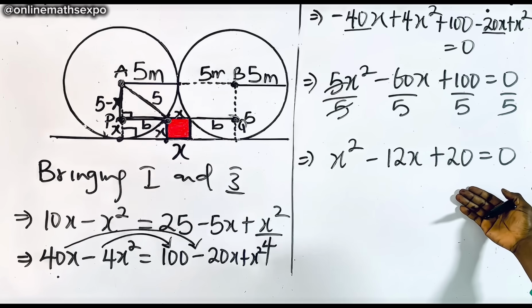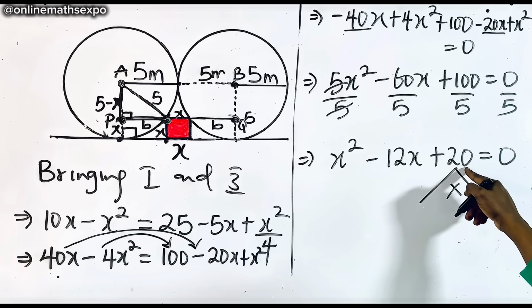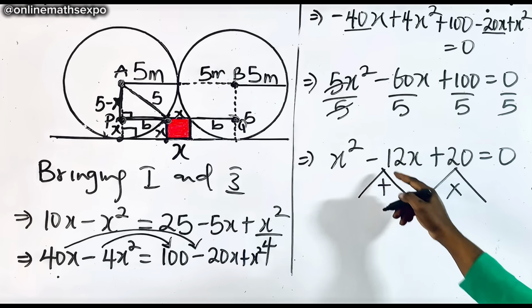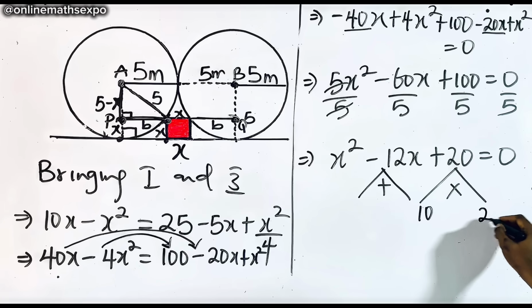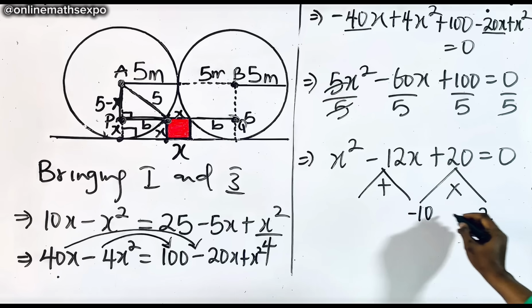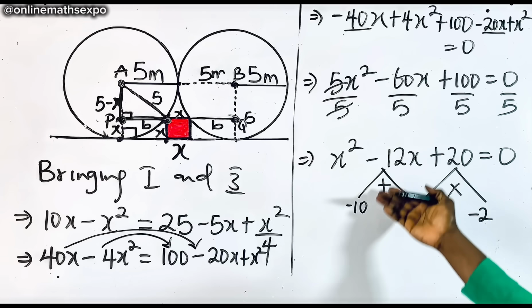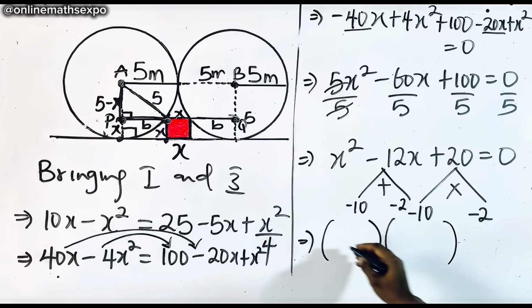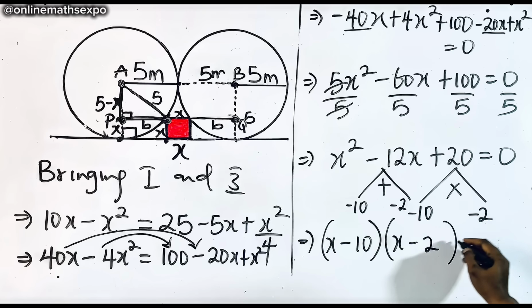We can quickly factorize this quadratic. We need two numbers that when you multiply, give you positive 20, and when you add them, give you negative 12. We can choose 10 and 2, so we have negative 10 and negative 2. They are the two numbers. So we put x in each of the brackets, and we have (x minus 10)(x minus 2) is equal to 0.